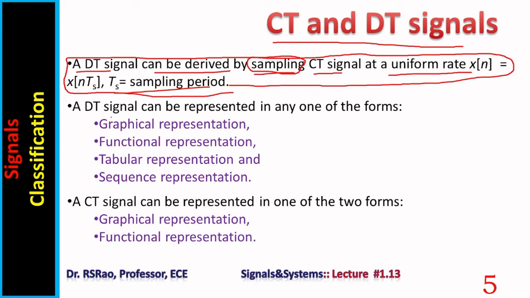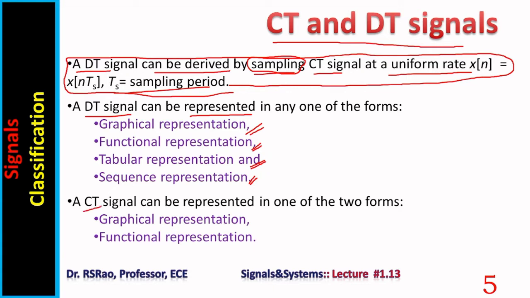Some information regarding representation of signals. A DT signal can be represented in one of four forms. What are those four forms? Graphical representation. Graphical means in the form of a picture. Functional representation, that is in the form of a mathematical expression. Tabular representation in the form of a table. Sequence representation. These are four forms. One can specify a DT signal in any one of these four forms according to the convenience.